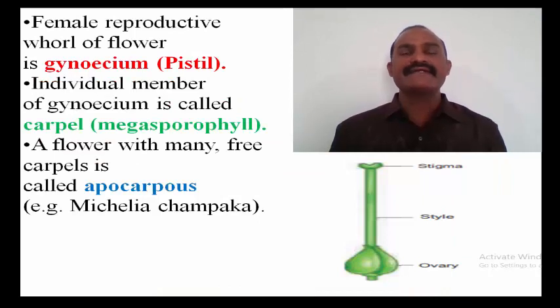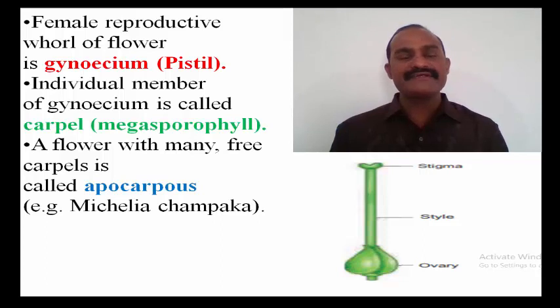As far as the female reproductive whorl in an angiospermic flower is concerned, it is called the gynoecium, or more correctly the pistil. The individual members of the gynoecium are named carpels, and as you know, they are megasporophylls, the modified reproductive leaves. A flower with many separate free carpels is called apocarpous, where each and every part of the pistil is free and ununited.